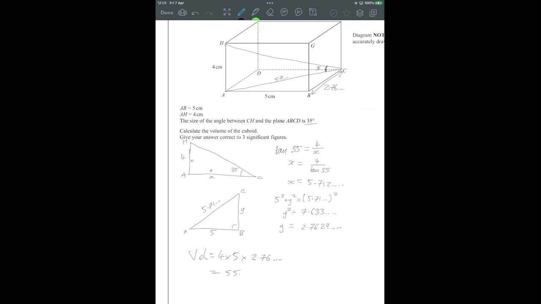So now it's 55.258, etc. So to three significant figures that the question asked for, 55.3 centimeters cubed.